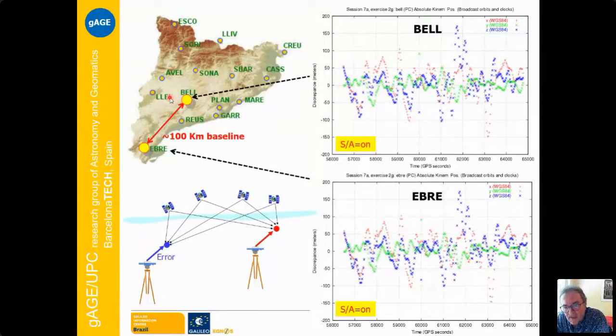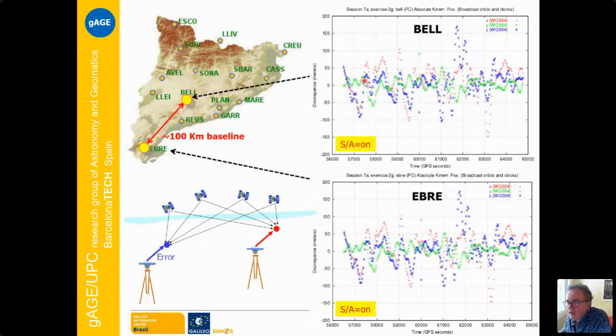Here we have an example based on real data. This corresponds to the time when we had selective availability on. Here we have two receivers. This is Ebre station and Bell station. This is in the north of Spain. This is the border with France. Here is Spain. And here the baseline between these two receivers is about 100 kilometers. Two receivers separated 100 kilometers.